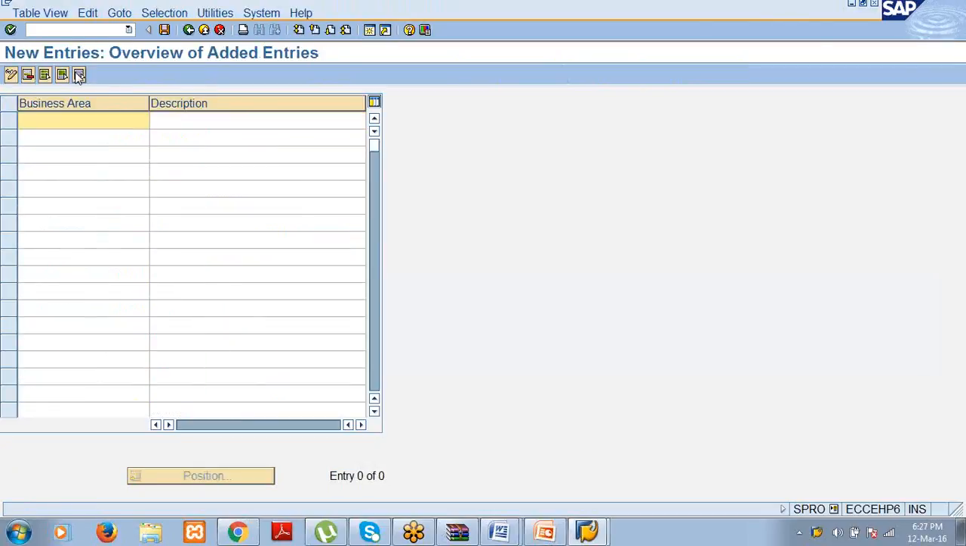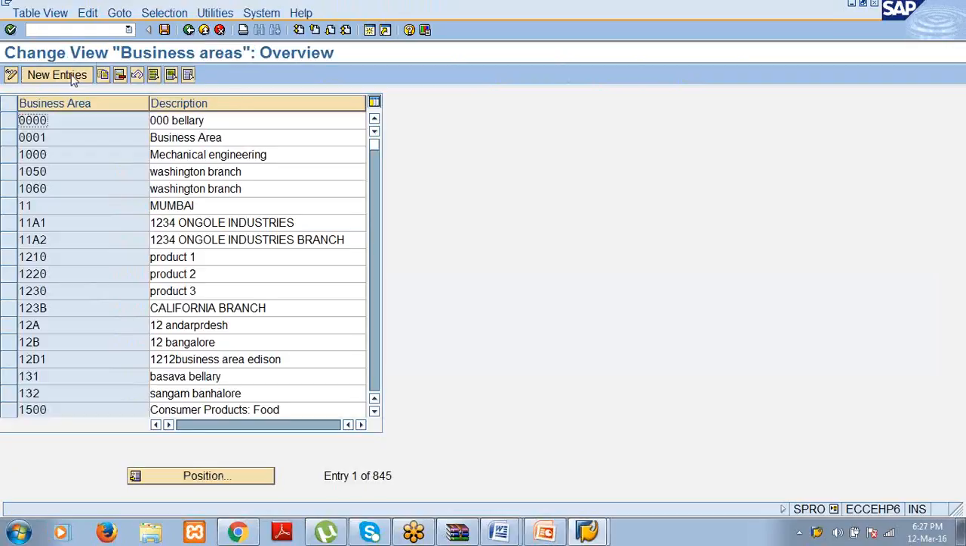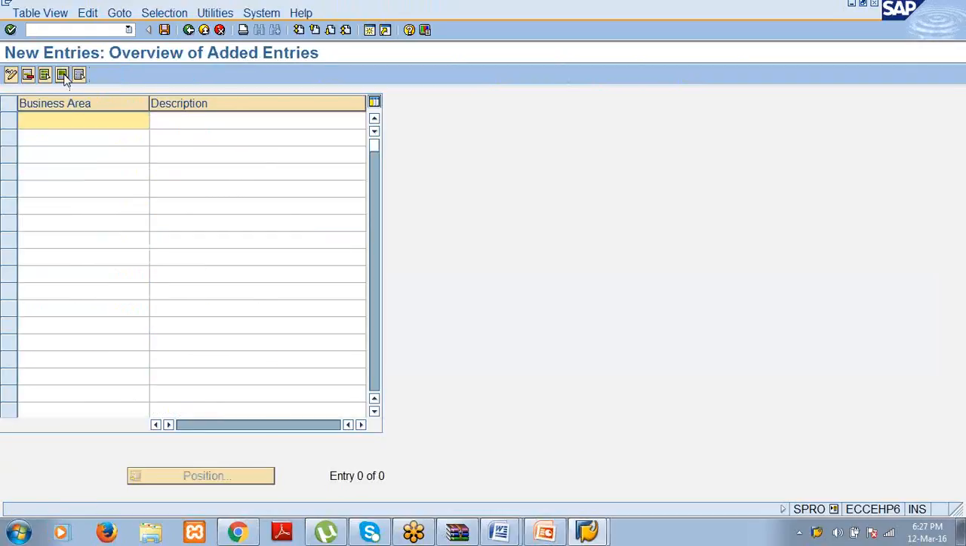Click on New Entries. Look at the screen, everybody. Here you have to give an identification for each business area, right? And it is 4 characters alphanumeric. So business area is equal to 3699. It's our company code name, right? So I am using our company code. Or you can use any other name. Just for the convenience of easy remembering, I am using our company code name only.